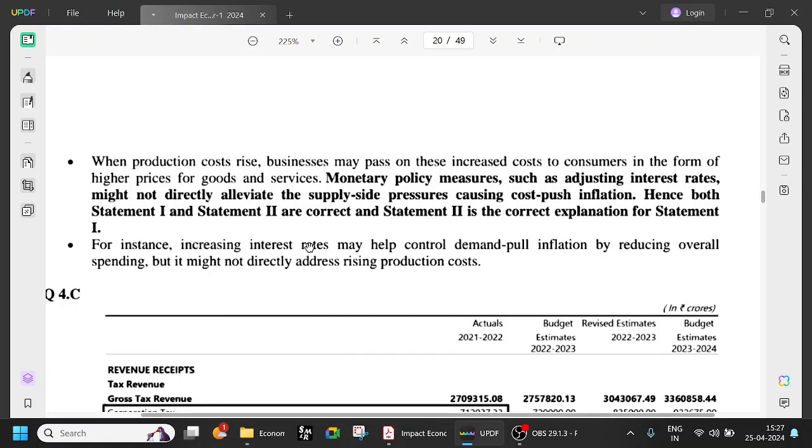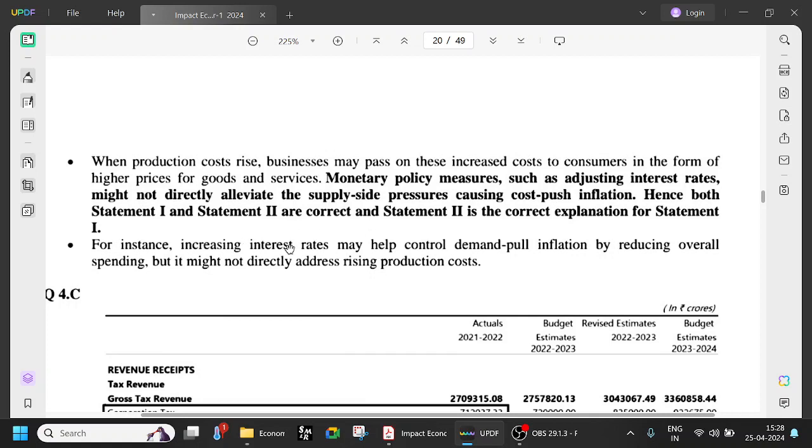Causing cost push inflation. So both statement one and statement two are correct, and statement two is the correct explanation for one. For instance, increasing interest rates may help control demand pull inflation by reducing overall spending. For example, if a businessman wants to open a new factory, and the interest rate is around 10% for a loan, he will take it. If you increase the interest rate to 20%, he will think, this is not the right time to expand my business. So spending will reduce. If the interest rate is increased, the spending is reduced. Try to understand that, but it will not directly address cost push.